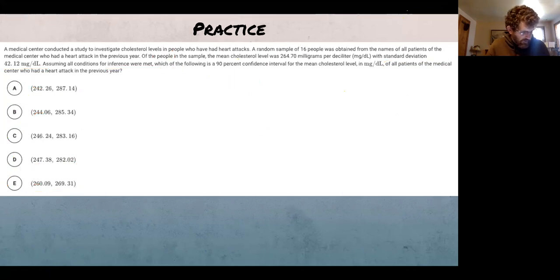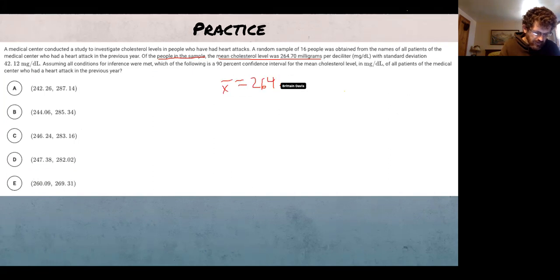A medical center conducted a study to investigate cholesterol levels in people who have had heart attacks. A random sample of 16 people was obtained from the names of all patients in the medical center who had a heart attack in the previous year. Okay, and so we've got of the people in the sample. Okay, so we got a sample mean of 264.70. We have a standard deviation of 42.12.